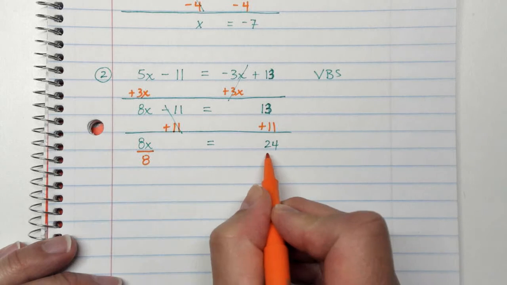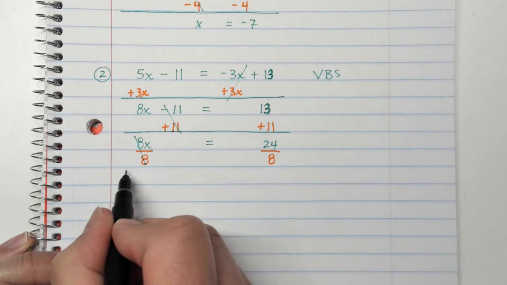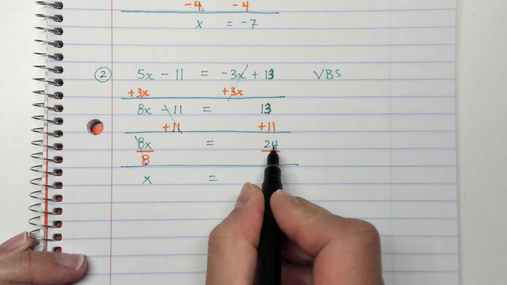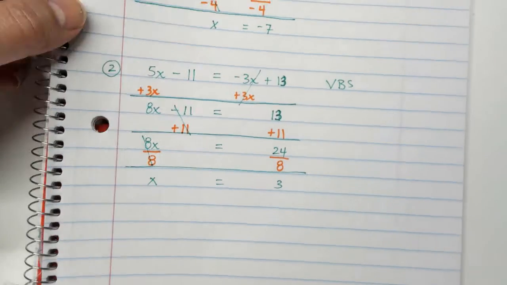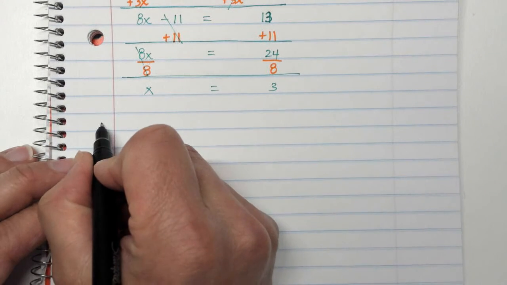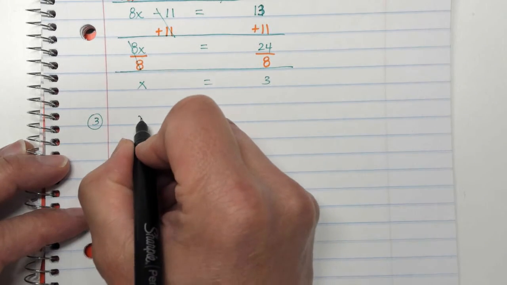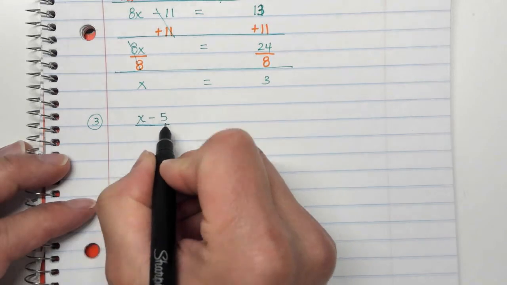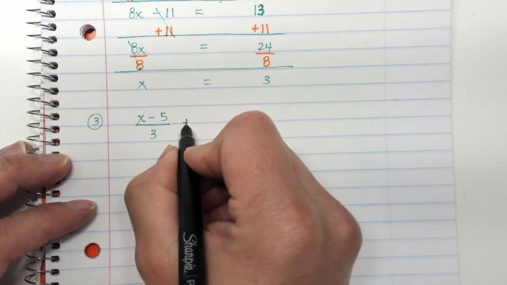Divide by 8. Divide by 8. Those cancel. X equals 24 divided by 8 is 3. And next question. Oh yeah, the fraction one. So listen super carefully how I say it. Like you've heard me say many times in class, if you say the problem correctly, you give yourself a much greater chance of doing it correctly.